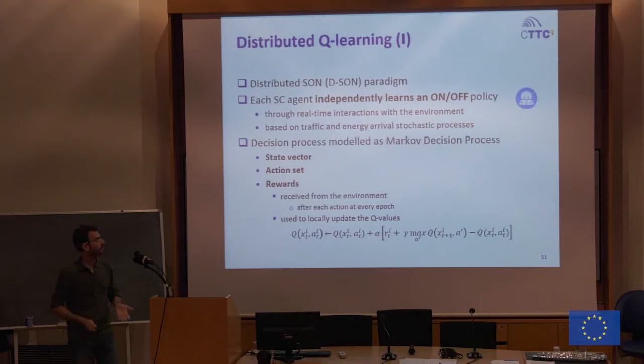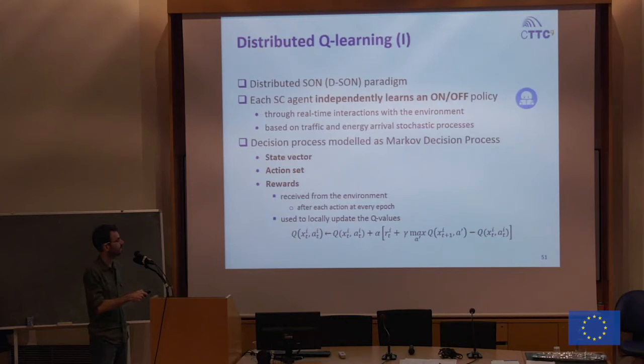So the example is about distributed Q-learning. We are following the distributed zone, so we have distributed self-organizing agents, and we want each agent to learn an on-off policy. It autonomously decides when to be on and when to be off, based on reinforcement learning, so on real-time interaction with the environment, and based on the traffic demands and energy arrival that I have at the base station.